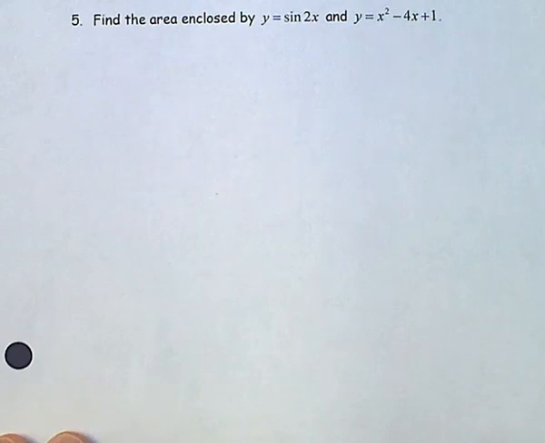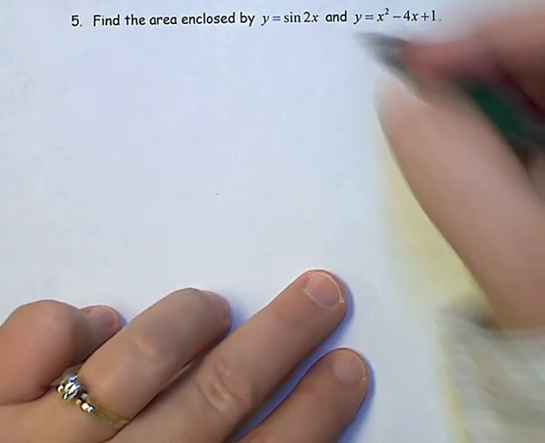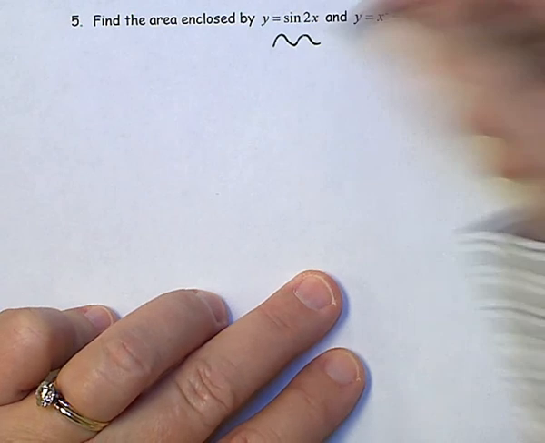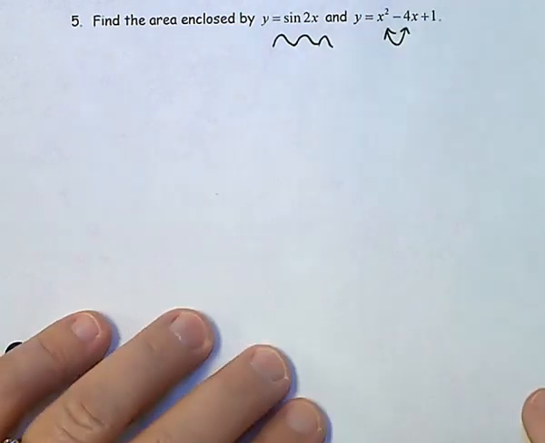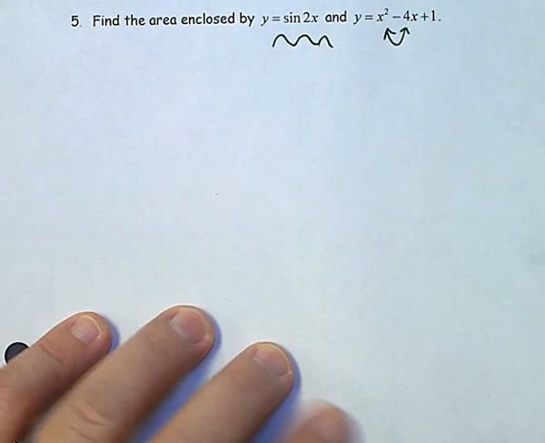Alright, we're going to do problem 5. Find the area enclosed by y equals sine 2x and y equals x squared minus 4x plus 1. This function is going to look something like that. This function is a parabola, open and upward. We're going to need to see what this looks like.